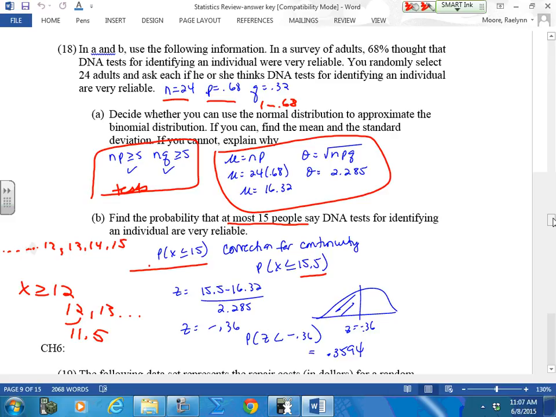Okay? And you can also use that in your calculator. You can use that in your calculator too. You just have to correct for continuity first. You type in... Nope, you're still on a normal. You're on a normal. Yes, you do the same thing you did for the above ones in here. 15.5. Oh, that was lower is negative 999.